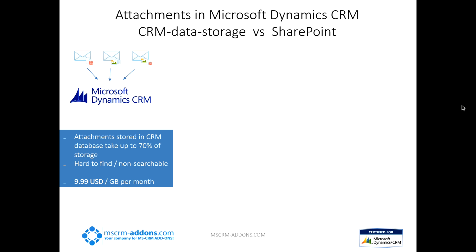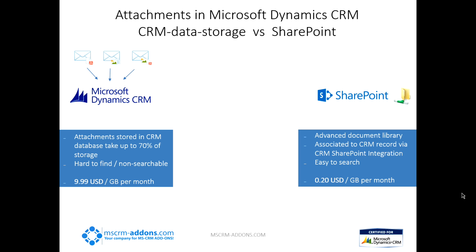One of the downsides with CRM is that those attachments are really hard to find, and they're non-searchable. You can't search for attachments inside the CRM system. One thing to note is that CRM comes with a certain amount of storage per month, but any additional storage you add is going to cost about $9.99 per gigabyte per month. That can be a hefty chunk of change. For example, if you send out an email blast with an attachment to about 1,000 people in your database, you're going to hit that extra storage really quickly.